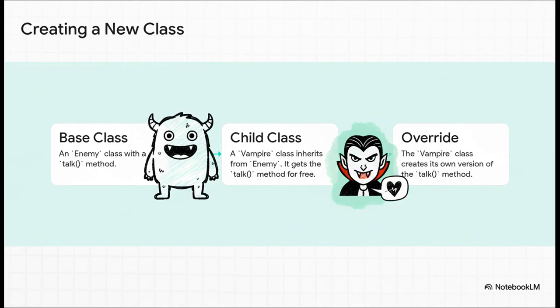Let's walk through it. First, we've got our base enemy class, and it has a generic talk method. Step 2, we create a new vampire class that inherits from enemy. Boom, it gets that talk method for free, no extra work. But then, and this is the cool part, we can choose to override that method. We can give our vampire its own unique dialogue, like, "I want to suck your blood."